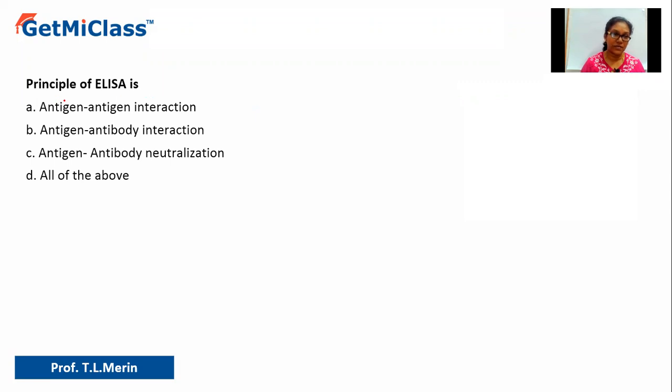Let's solve this question which says, principle of ELISA is option A, antigen-antigen interaction, option B, antigen-antibody interaction, option C, antigen-antibody neutralization, option D, all of the above. So let us see. The question says principle of ELISA is. So what is ELISA first of all?